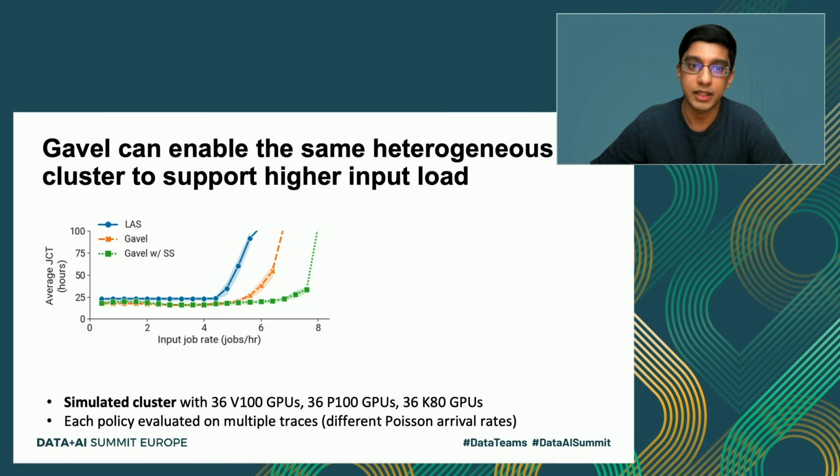The first is a heterogeneity-agnostic LAS policy. Then in orange, we have a heterogeneity-aware policy. And in green, we have a heterogeneity-aware policy with space sharing enabled. And there are a couple different takeaways here.